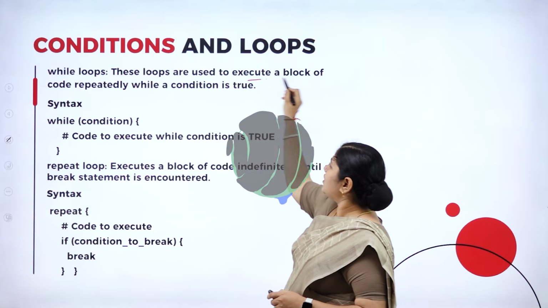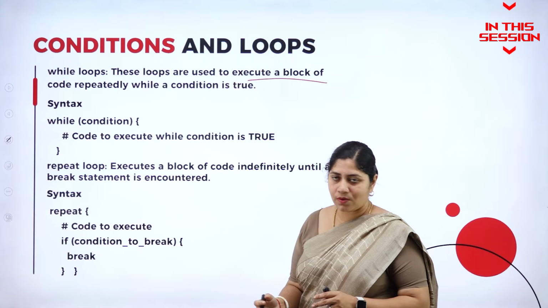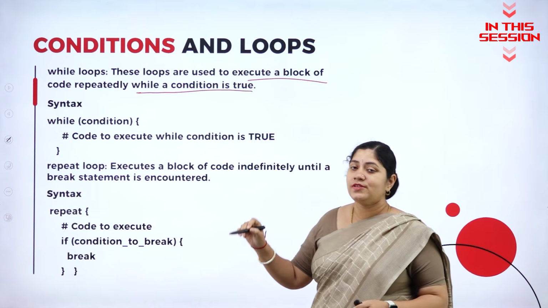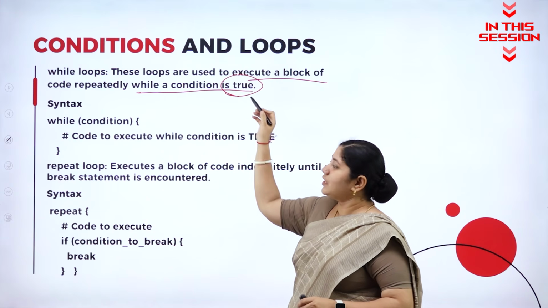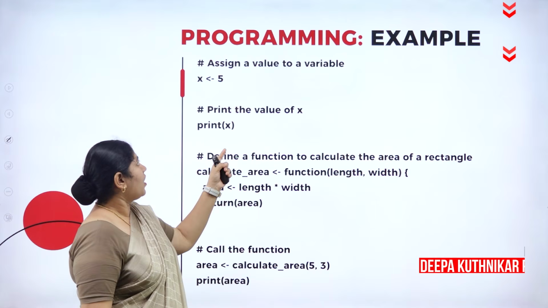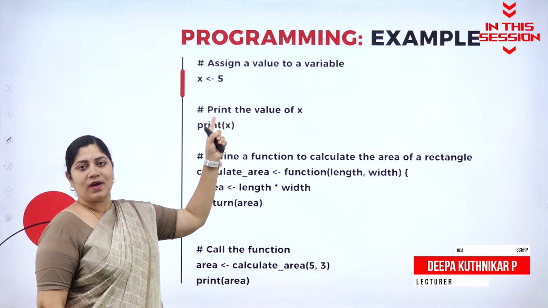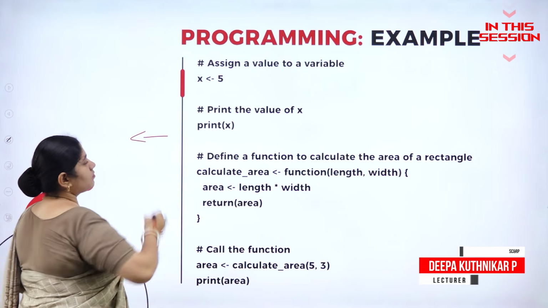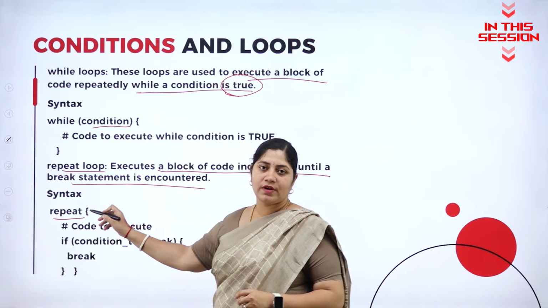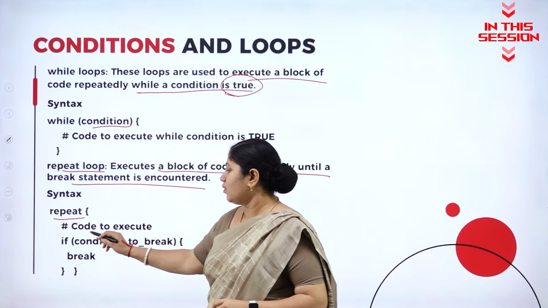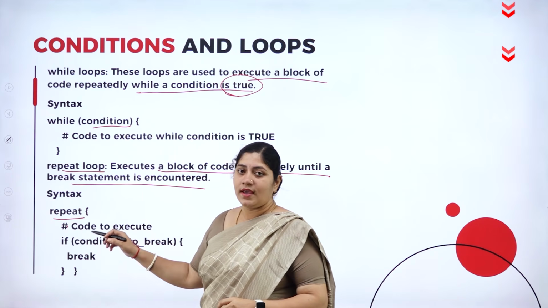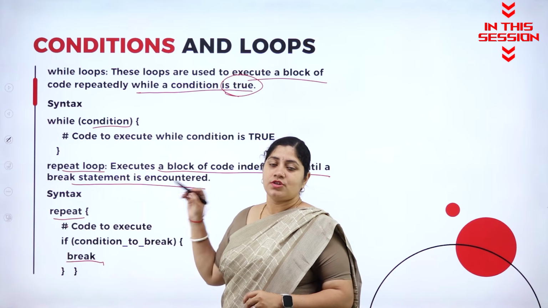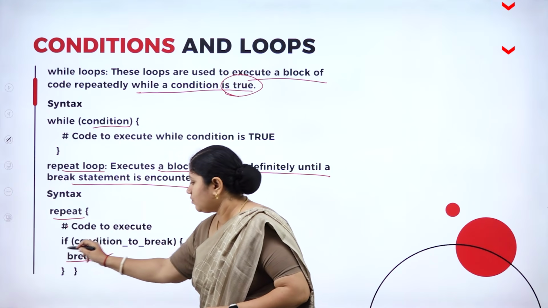While loops are used to execute a block of code repeatedly, but please note, only when the condition is true. Programming in R starts with the assignment value. So what is the assignment operator that we use? Arrow mark. I'll be writing a repeat loop followed by the code to execute, and I have to give a break statement. Okay, so this is a very important one.